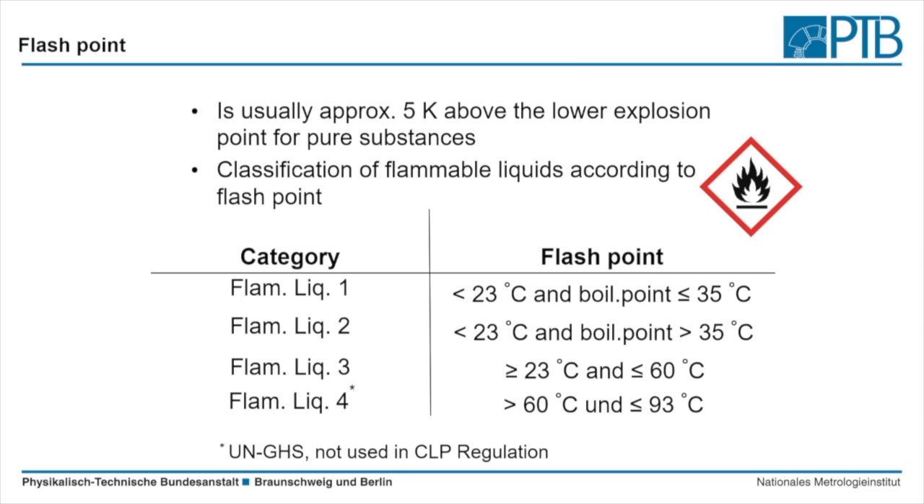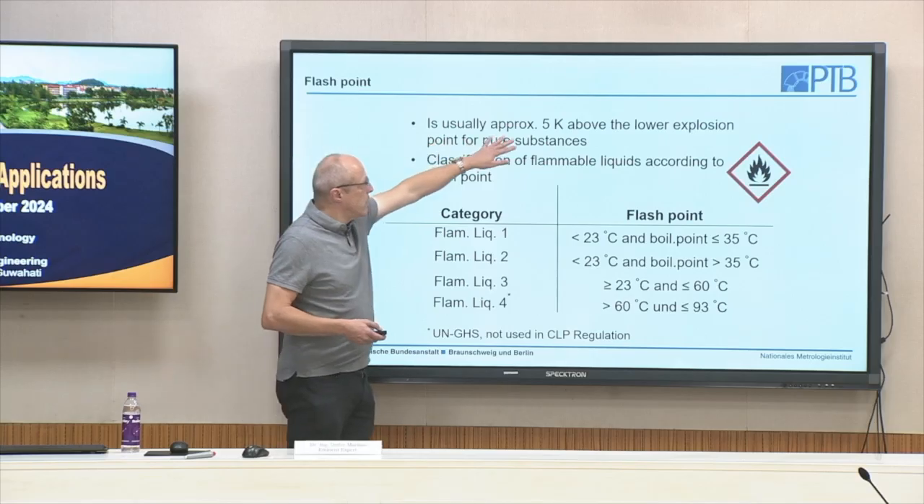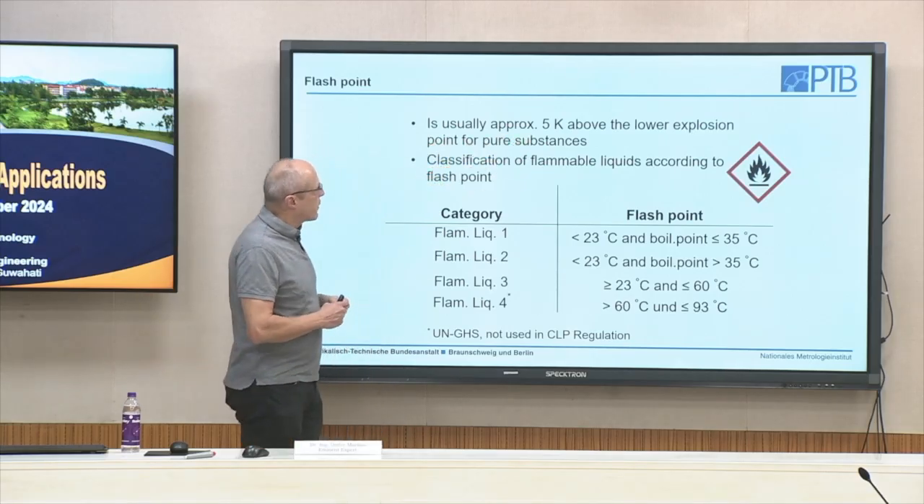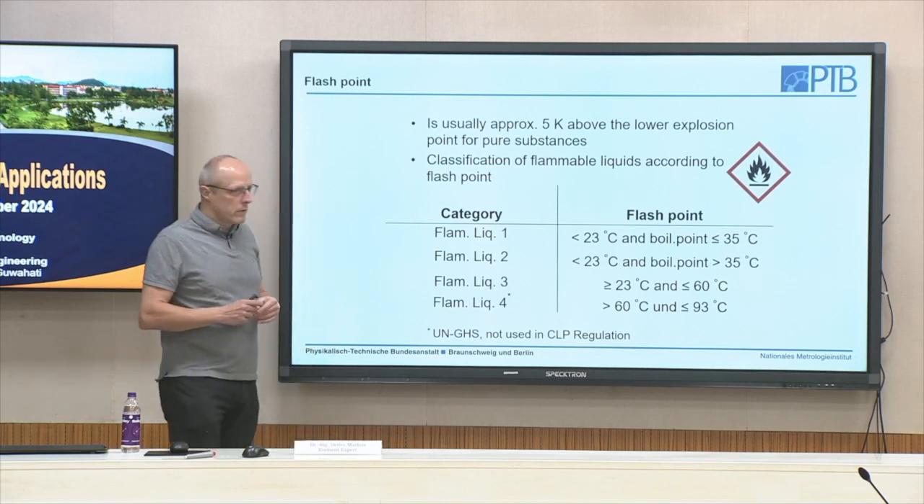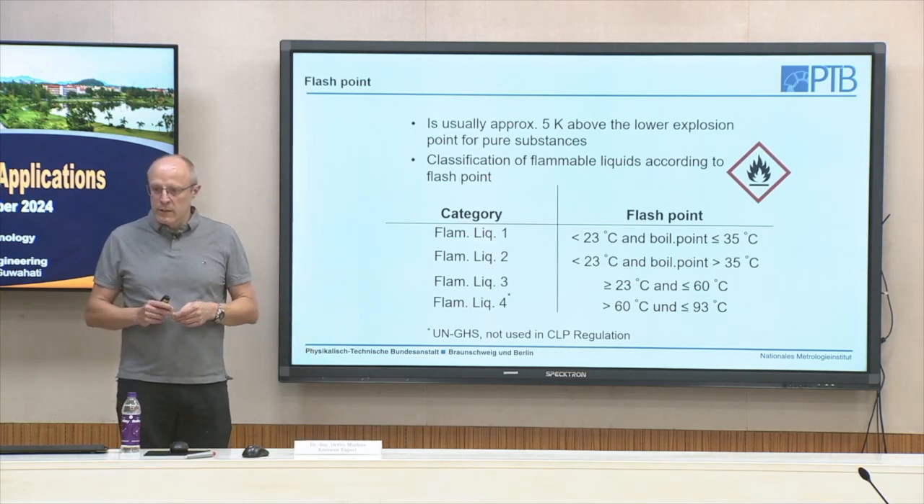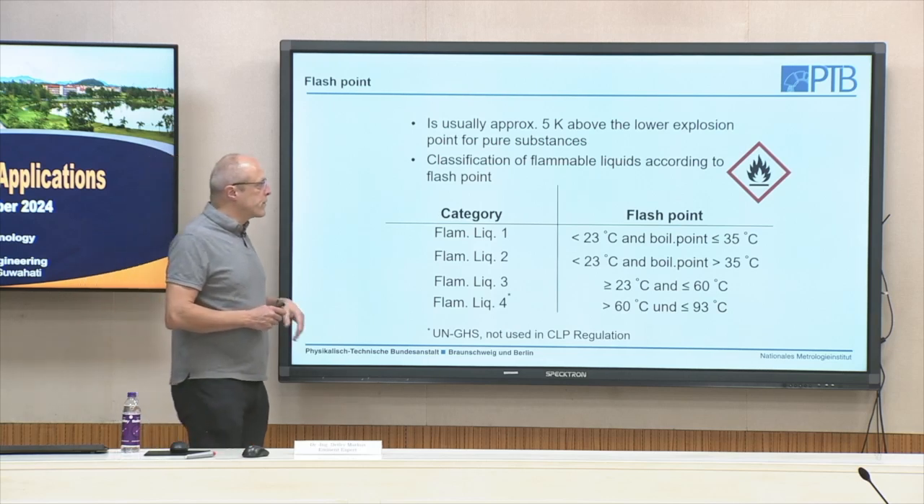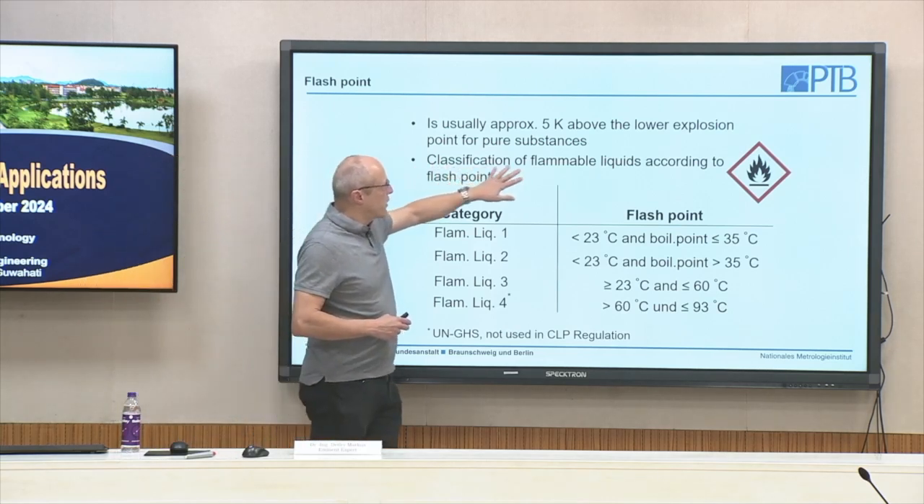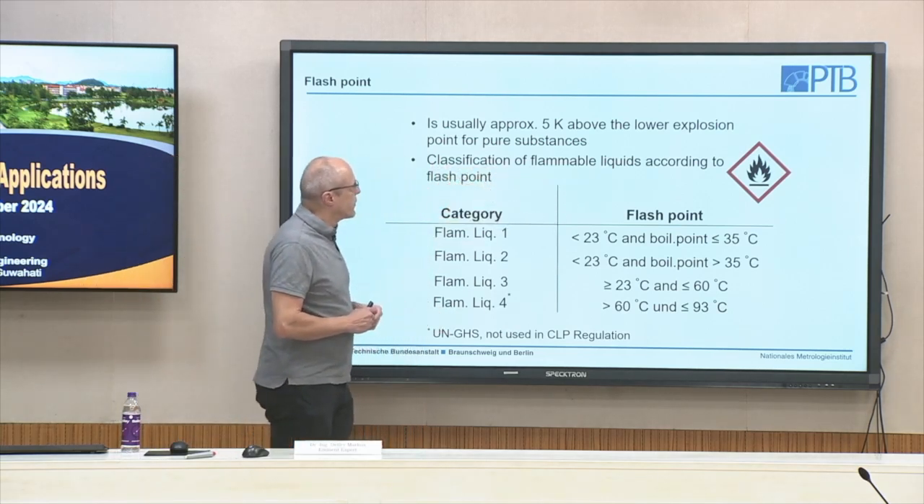Okay, so why do we need this flash point? That means the minimum temperature at which we can see a stable flame on our liquid phase. First of all, it's approximately in most cases 5 K above the lower explosion point, that means at the point where we reach the lower explosion limit. And this is mainly used for classification of flammable liquids.